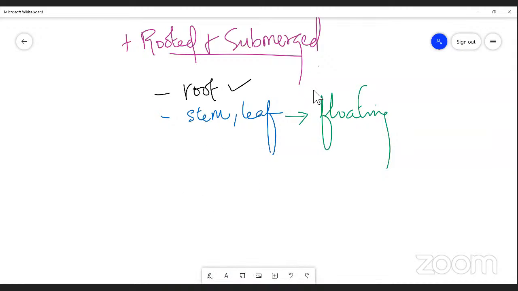Dear student, would you like to see the plant? Rooted and submerged, because the root is fixed in the mud and its stem and leaves are submerged and floating in the middle portion of the water body, if you take any water body. So such a condition is rooted submerged. Would you like to see the plant once again?